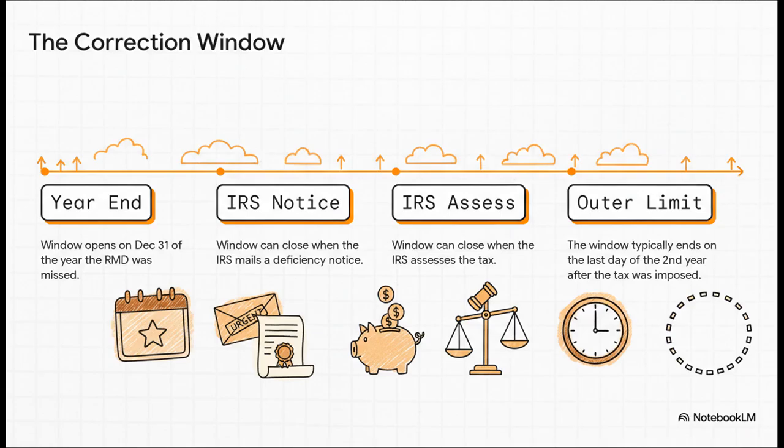Well, it opens at the end of the year the RMD was missed. But the tricky part is when it closes. It closes on the earliest of 3 possible dates: the day the IRS mails a notice of deficiency, the day the IRS formally assesses the tax, or if neither of those happens first, the last day of the second year after the year the RMD was missed. So, for a missed RMD in 2023, that outside date is typically December 31st, 2025.